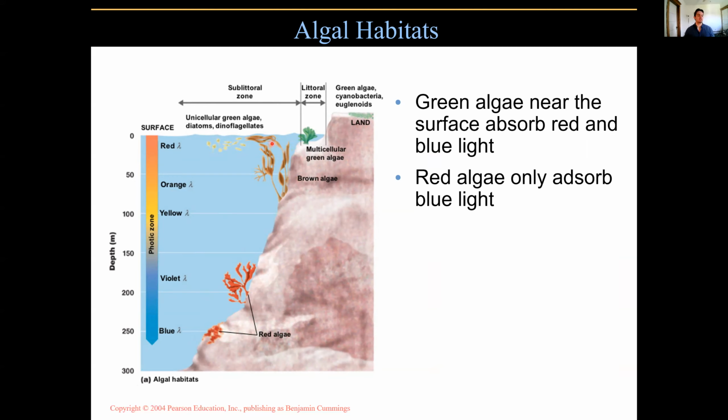So the realized niche of the green algae is just this top portion here. But its fundamental niche, the niche that it could theoretically occupy, is the entire depth. But it cannot occupy that because it gets outcompeted by the red algae at the greater depths.